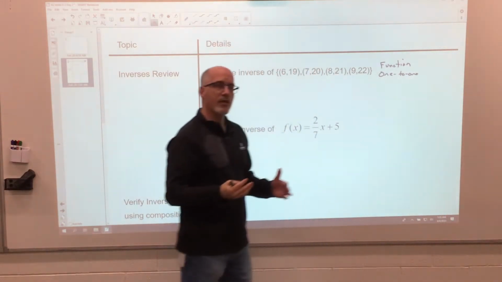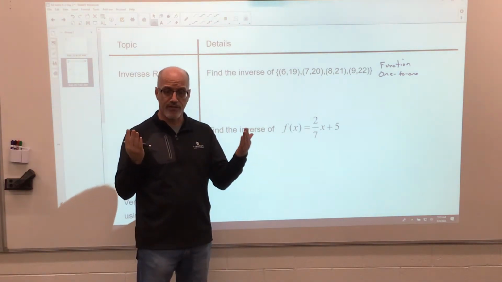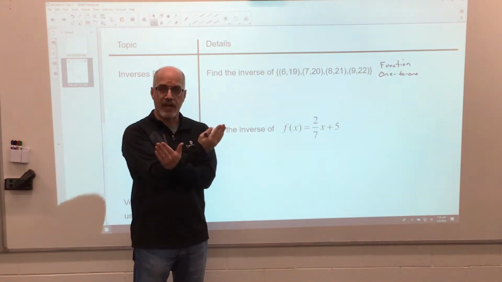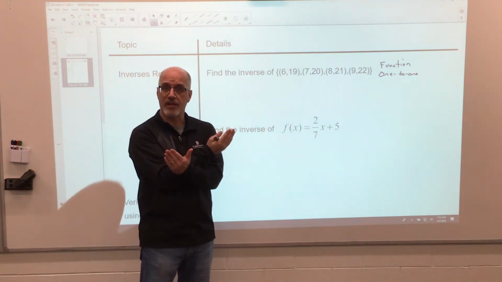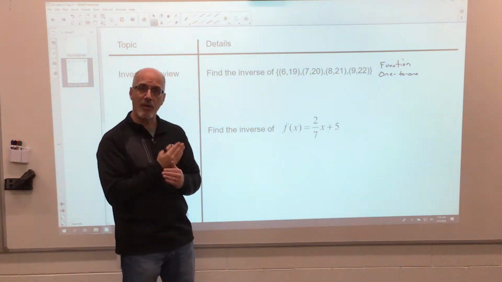If we have one-to-one functions, we can take the x and y values of a function, swap those values, and we'll still have a function. Those are called inverses when we swap the input and the output.